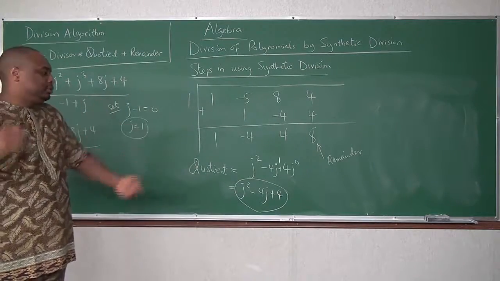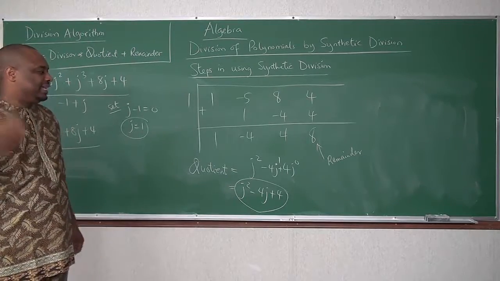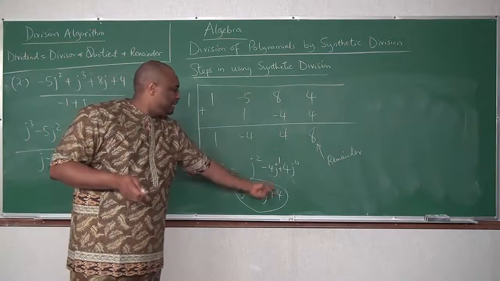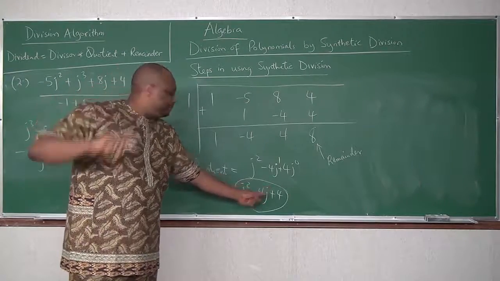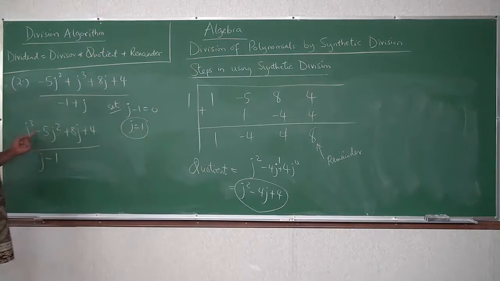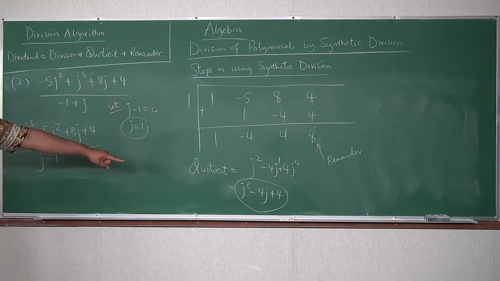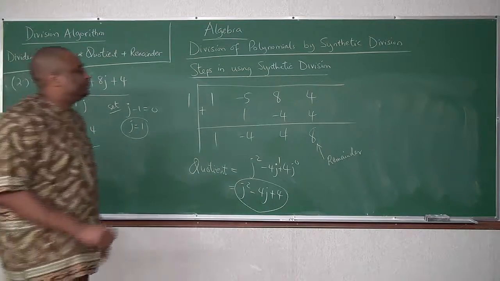Remember that anything to the 0 power is 1. Okay, to 0 exponent is 1. So 4 is the constant, then minus 4J is the first term, and this one will be the J to the second term. It makes sense: when you divide a cubic by a linear, you get a quadratic.